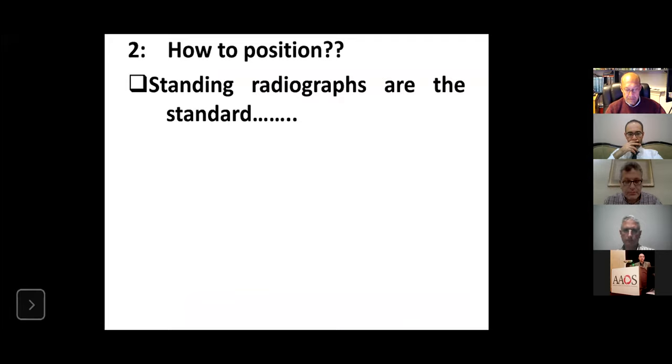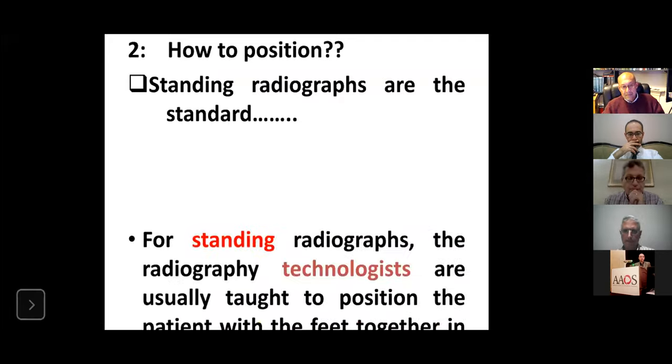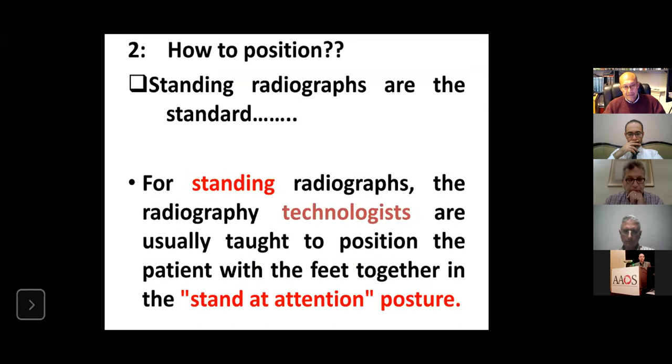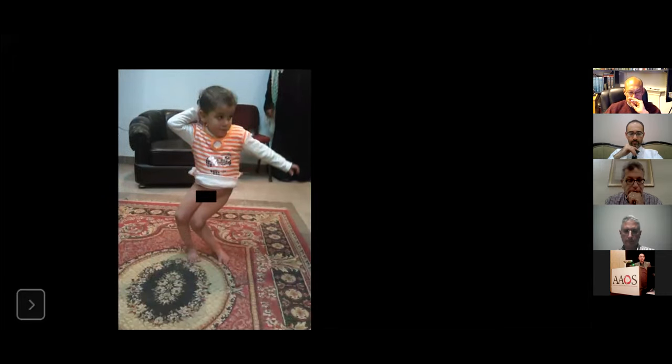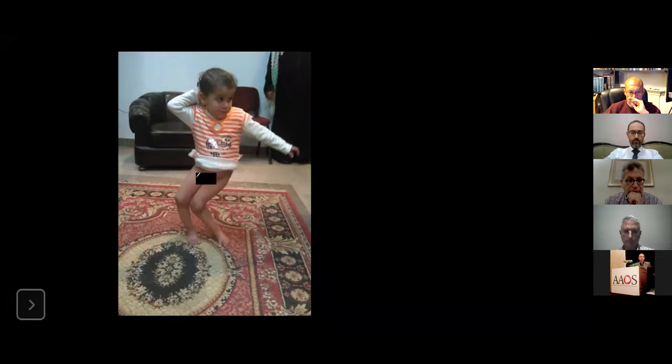Second, how to position? Standing radiographs are the standard. If we can, the patient should be standing. But the problem is for standing, most radiograph technologists are accustomed to stand the patient at position of attention, like a soldier, with the feet looking forward, irrespective of their deformity. If we position our patient or align her in such a manner, we have a grave deformity that is not corrected.